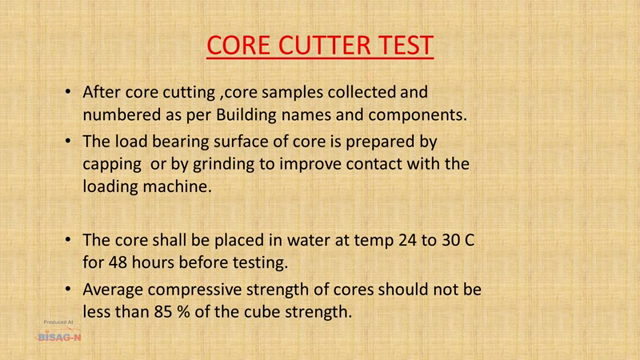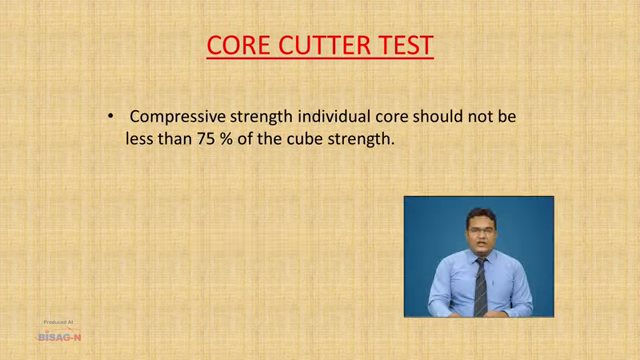After core cutting, core samples are collected and numbered as per building names and components. The load bearing surface of the core is prepared by capping or by grinding to improve contact with the loading machine. The core shall be placed in water at a temperature of 24 to 30 degrees centigrade for 48 hours before testing. Now, the average strength after testing of the cores should not be less than 85% of the cube strength. The compressive strength of any individual core should not be less than 75% of the cube strength.